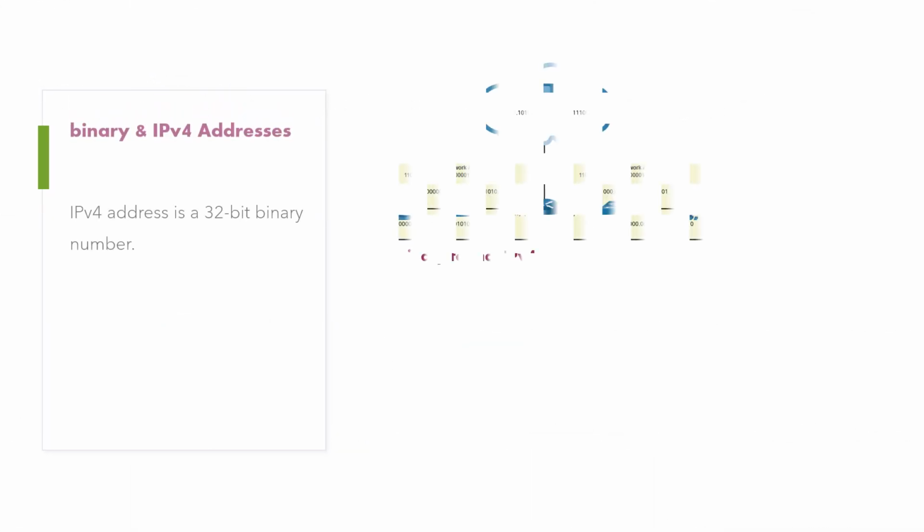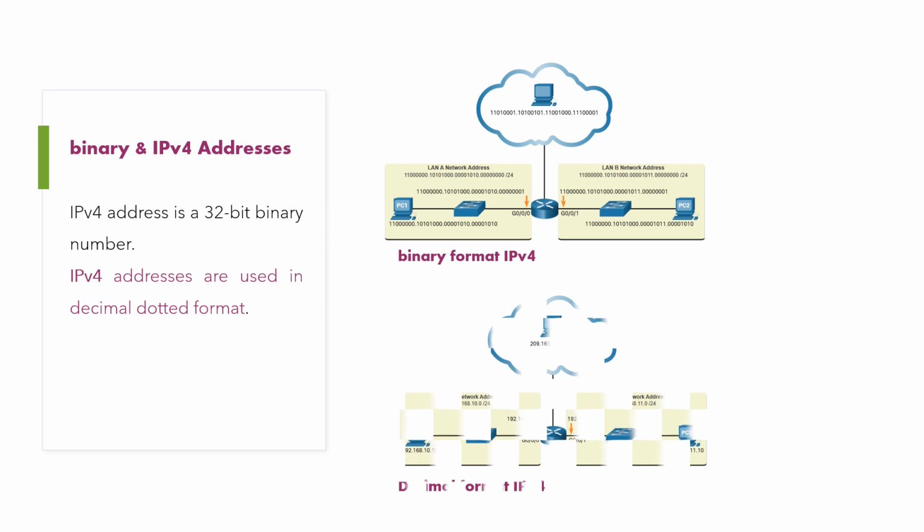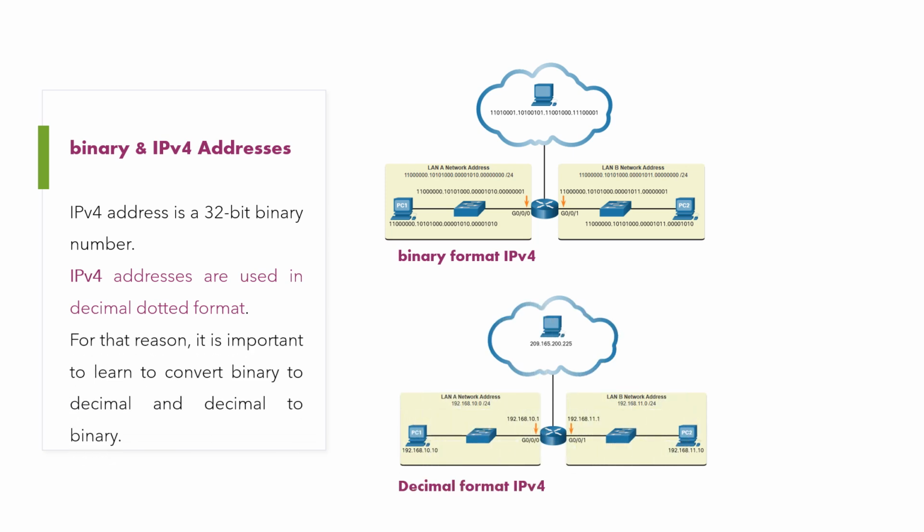IPv4 address is a 32-bit binary number, but we are using it in decimal dotted format. It is easier for us that way. For that reason, it is important to learn how to convert binary to decimal and decimal to binary.